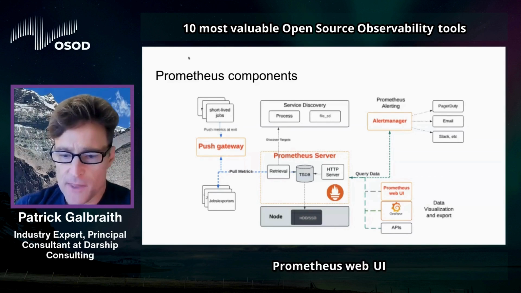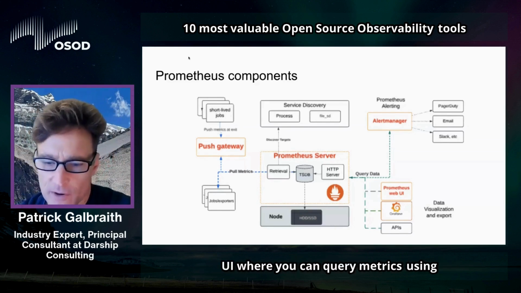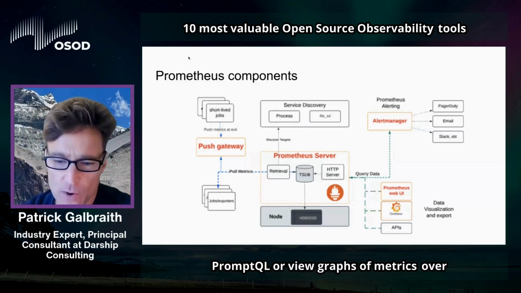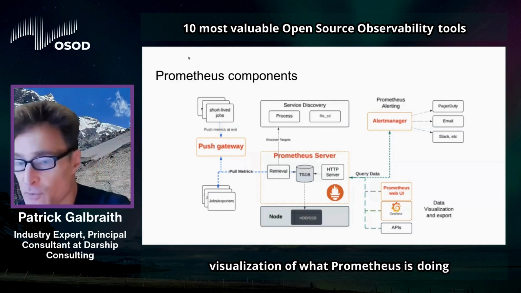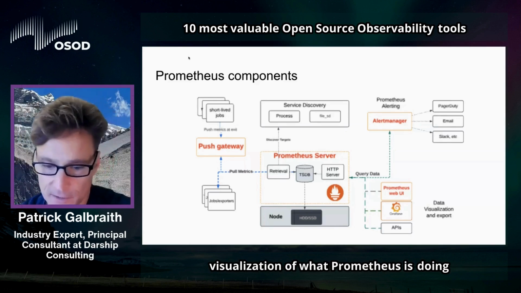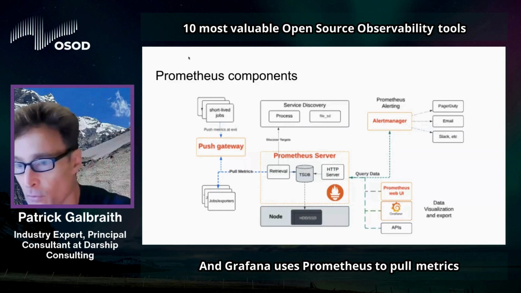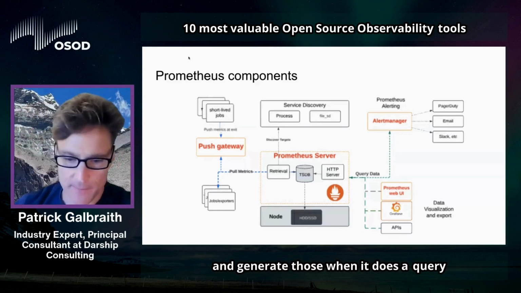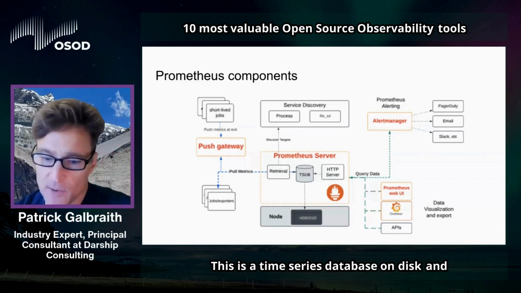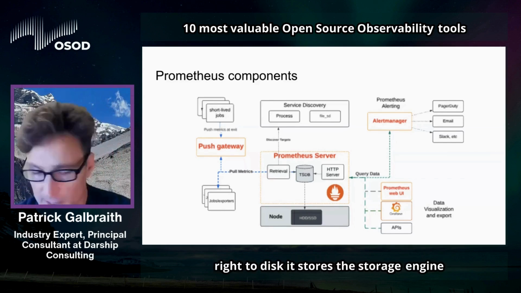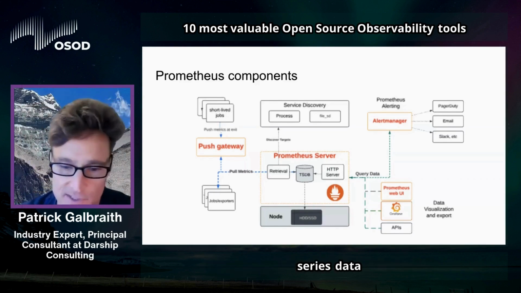Data visualization. Prometheus Web UI. Prometheus comes with a basic built-in Web UI where you can query metrics using PromQL or view graphs of metrics over time. Where you really want to get some visualization of what Prometheus is doing, you want to use Grafana. And Grafana uses Prometheus to pull metrics and generate those when it does a query. And then, of course, we have the time series database. This is a time series database on disk, and it writes to disk. This storage engine allows efficient storage and retrieval of time series data.